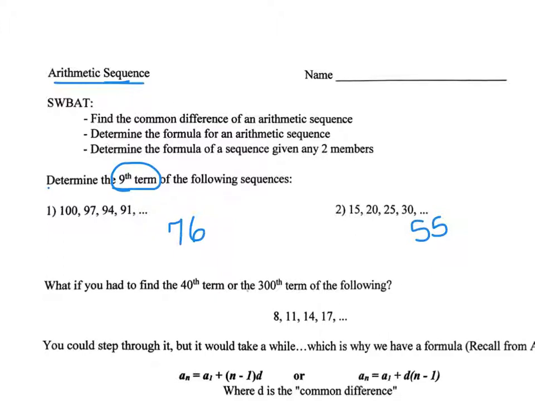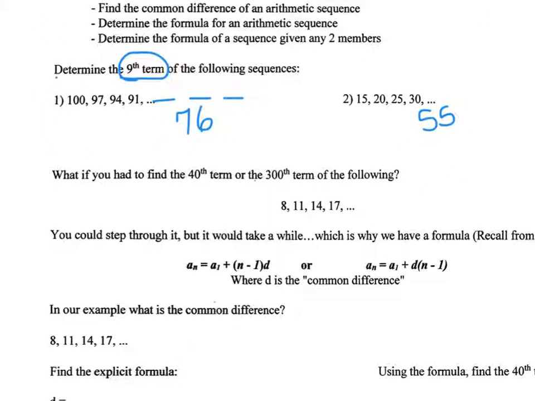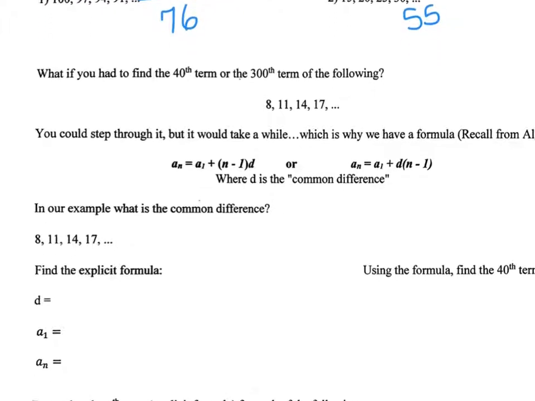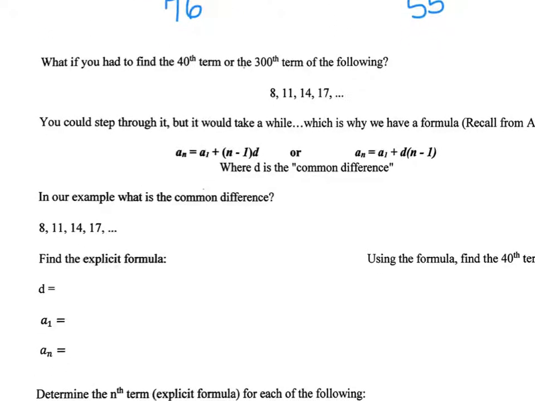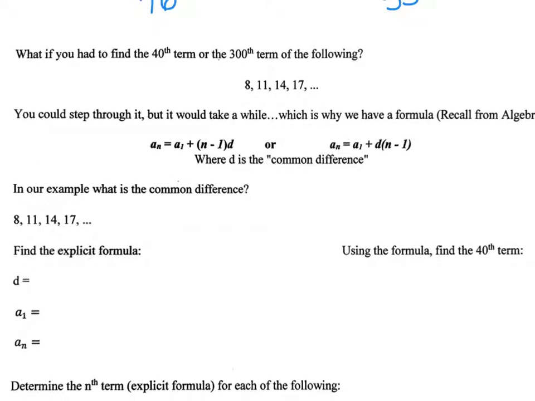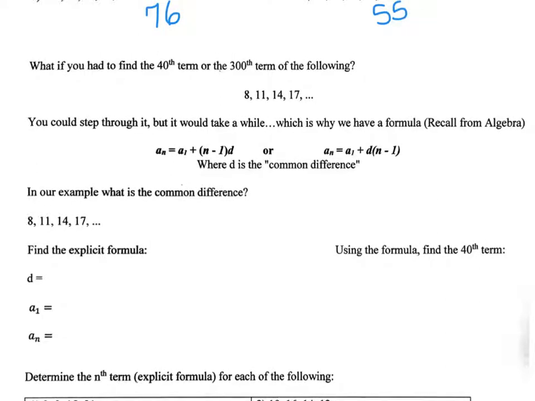Hopefully you took each one and went term by term. That's an example of a recursive arithmetic sequence. So this is another example. However, as we mentioned before, what if you had to find the 40th term or the 300th term of the following? I guess you could do it, but why? Seems like a mess.